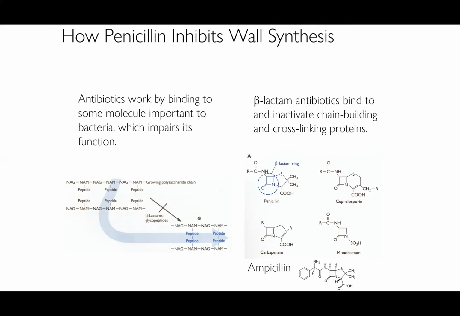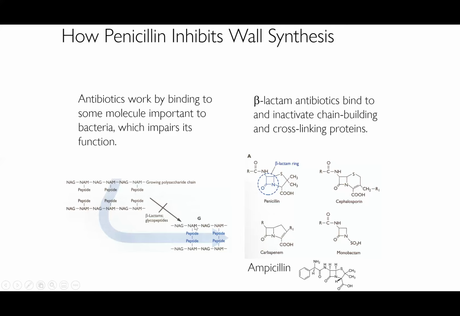And what they do is they actually bind to the proteins that cross-link the peptides and activate them. So they bind to these cross-links that tie together these NAG and NAM, that bind the NAG and NAMs together vertically, causing the cell wall to essentially break apart. So it's particularly important. And as you remember, all bacteria have cell walls. So if you can inhibit the cell wall synthesis, it's a really good way to get rid of bacteria.